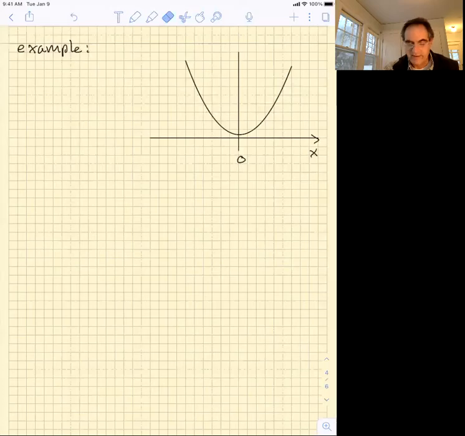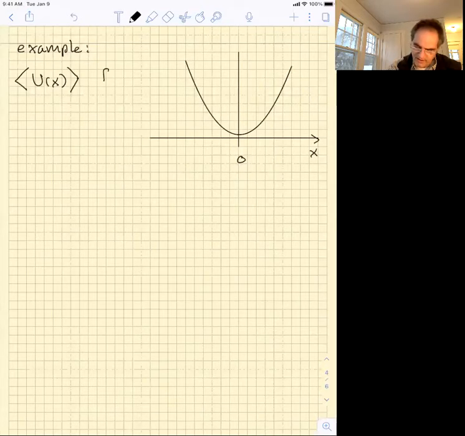Very good. Here, let's do a different example, all right? This time, let's find the average value of a function of x. Let's find the average value of the potential energy in a harmonic oscillator potential for the state n equals 0.